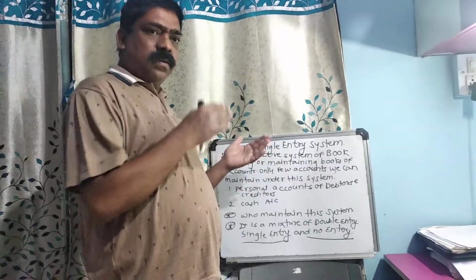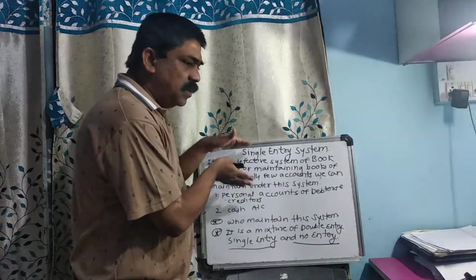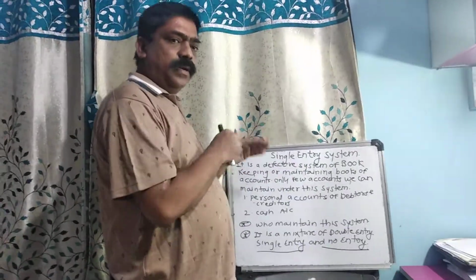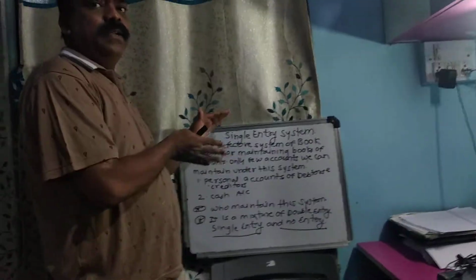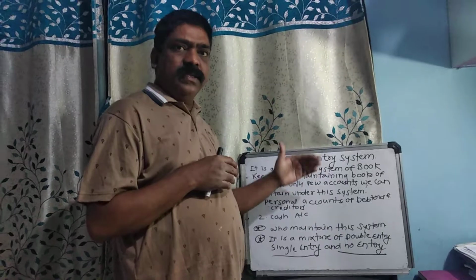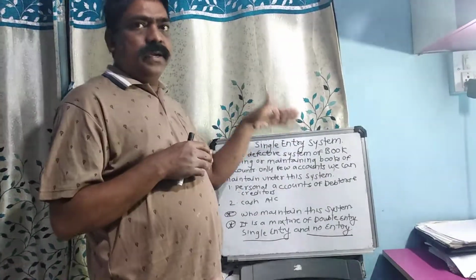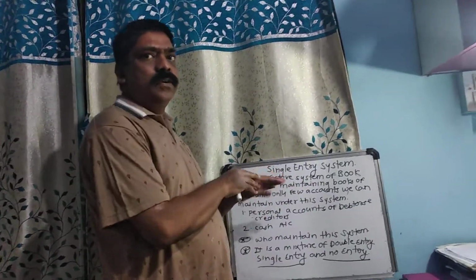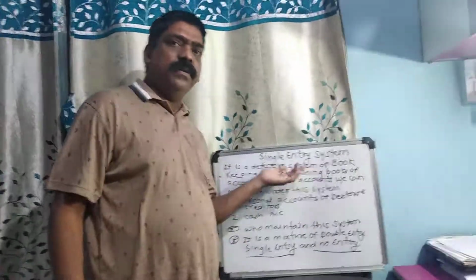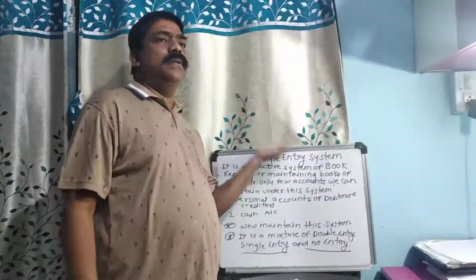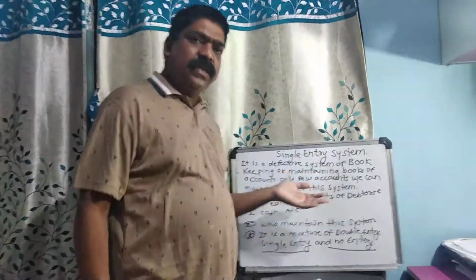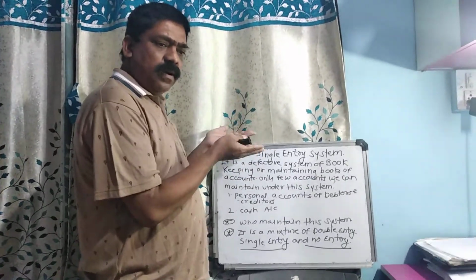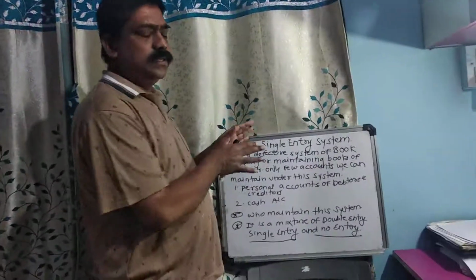See, for maintaining a complete set of books of accounts, we should maintain all types of ledgers. We should make all entries, and then with the help of entries we should make all the ledgers, and with the help of ledgers we can prepare our final accounts. But under single entry system, they cannot maintain these accounts. They cannot maintain cash account, purchase account, sales account, or accounts relating to expenses. That's why they cannot maintain final accounts. They are not maintaining the entry records of each and every transaction. So they maintain only a few accounts.